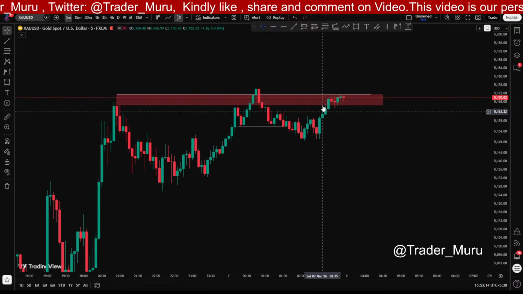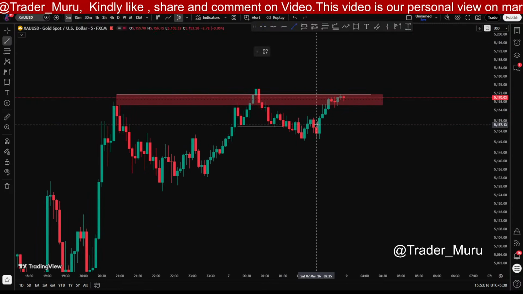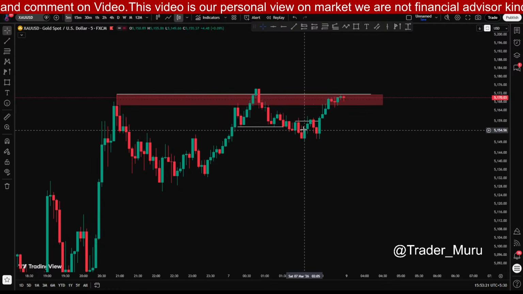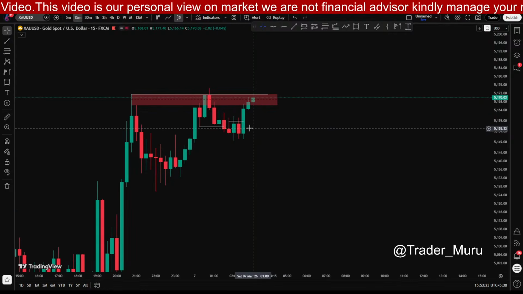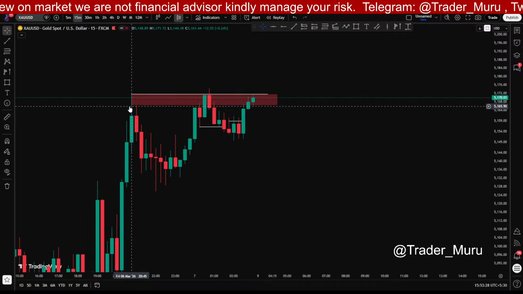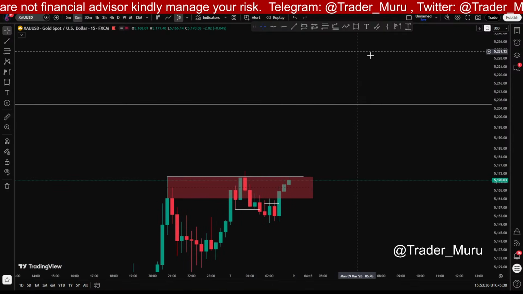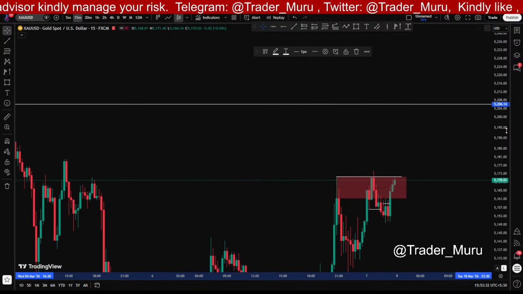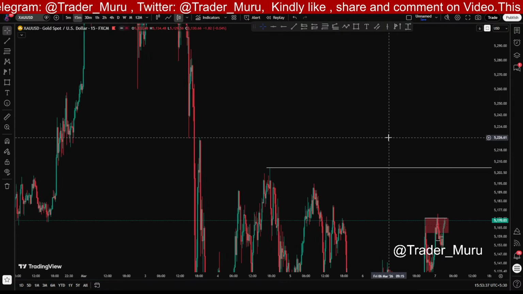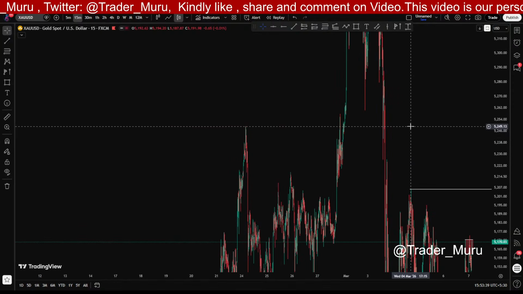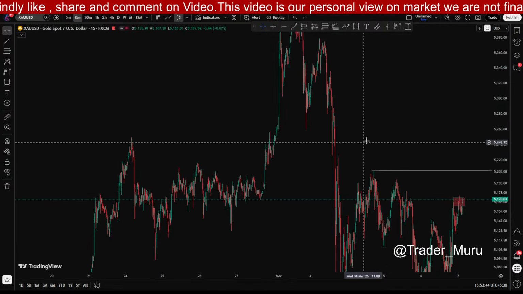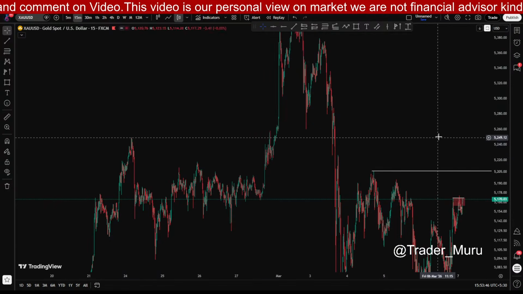If you see here, this is your change of character, and look at this. This is your again change of character to the upside. So in 15-minute time frame, if this flips, it will be a long opportunity till 4-hour QML, and your first target will be this one around 5206. Second will be this one, 5226. Above it, I will not suggest you to hold your buy position because these are resistance areas.